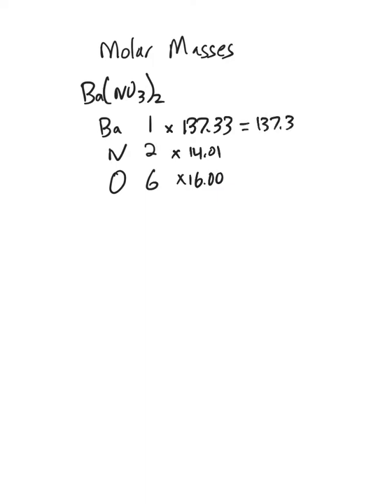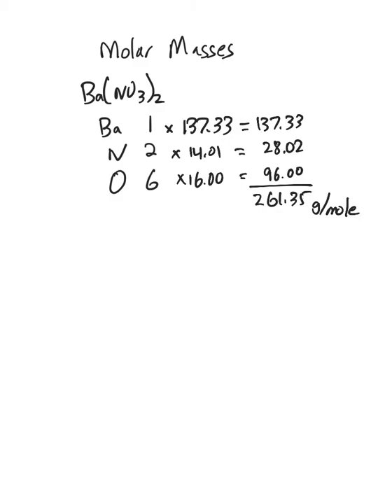So we got one barium at 137.33. We got 2 nitrogens at 14.01 each, which gives 28.02. And we have 6 oxygens each at 16. So if we add those all up, we'll come up with 261.35. We're talking about a mole, so that's going to be grams per mole.